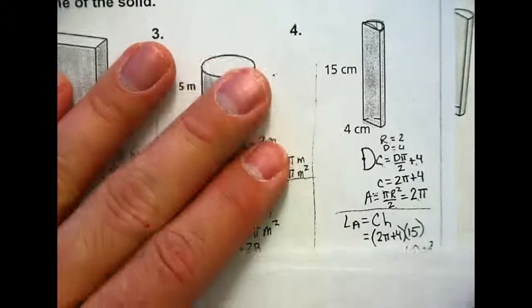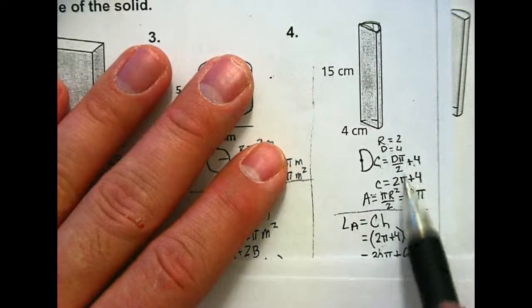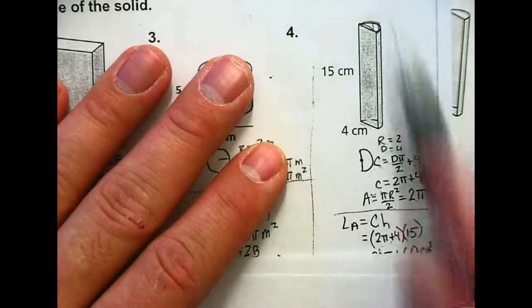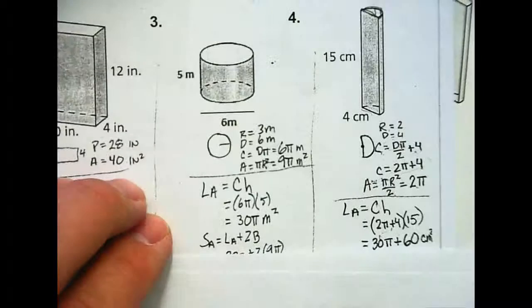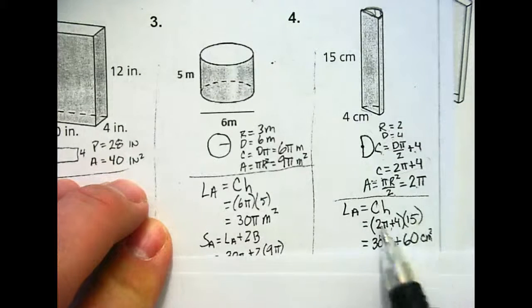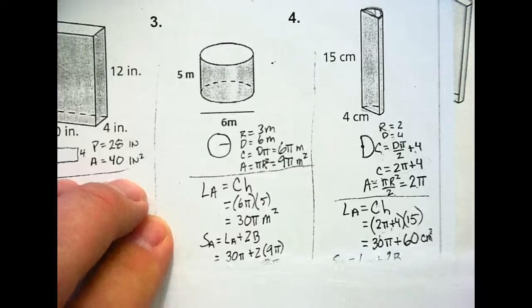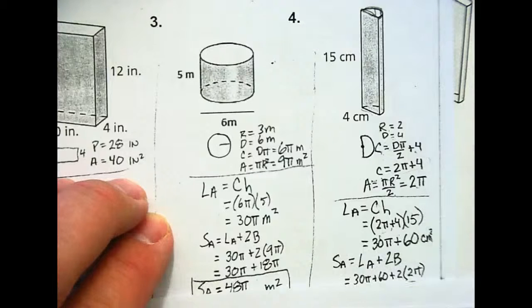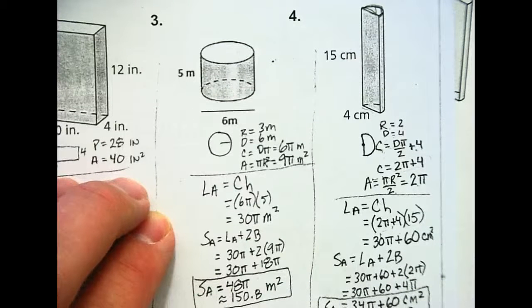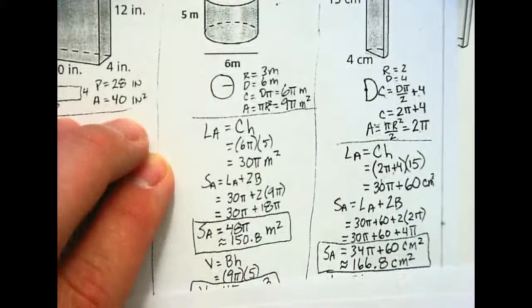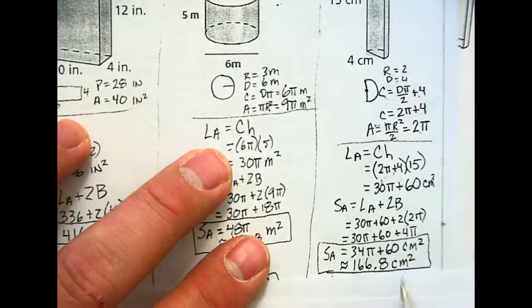To find the lateral area, you do the same thing, circumference times height. It's the same formula. So the circumference, 2 pi plus 4, times the height of 15. We multiply that out, distribute it, 30 pi plus 60. Everyone with me? Okay. Surface area is lateral area plus 2B. We put it all in and we end up with about 166.8. Now, how many got that on that one? Good job, man. Well done.